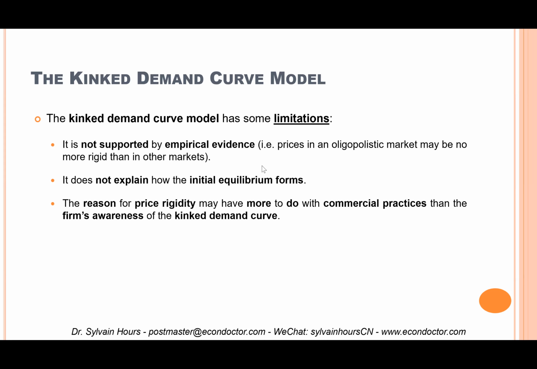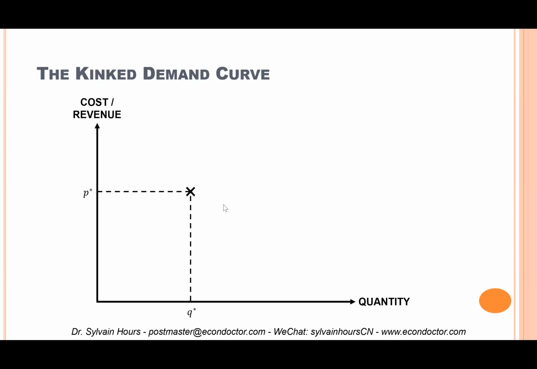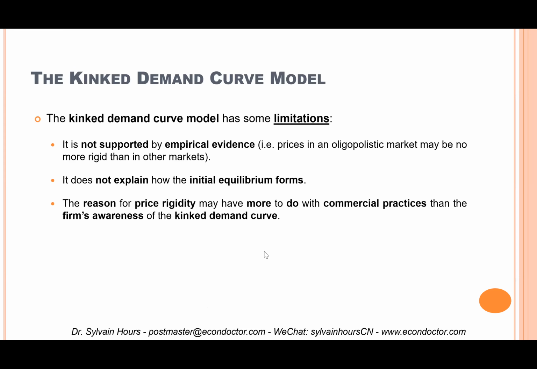Do we really have prices being more stable in oligopolistic markets? There is no great empirical evidence that this is the case, or at least no more than in other market structures. It doesn't really explain how we got here, right? Because we start from this initial, pre-established equilibrium price and quantity, but there is no explanation whatsoever about how we got there. How can we explain this pre-established equilibrium?